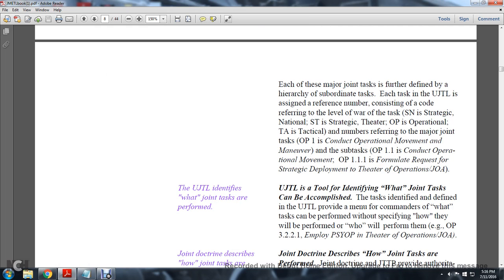Each of the tasks in the Universal Joint Task List is assigned a reference number consisting of a code referring to the level of war of the task. SN is strategic national, ST is strategic theater, OP is operational, and TA is tactical. Numbers refer to the major joint task, for example OP 1 is conducting operational movement and maneuver, and subtasks are given numbers such as OP 1.1 for conducting operational movement, and OP 1.1.1 would be formulating the request for strategic deployment of theater forces into the joint operations area, or JOA.